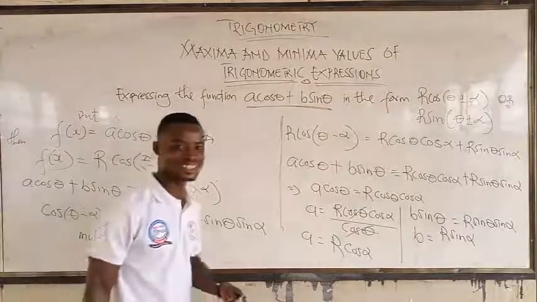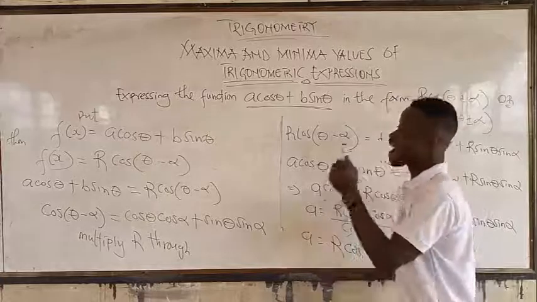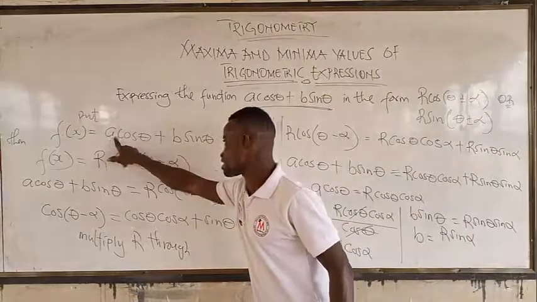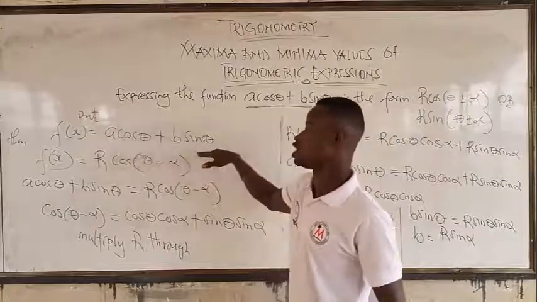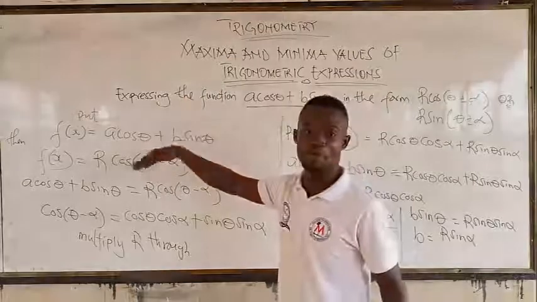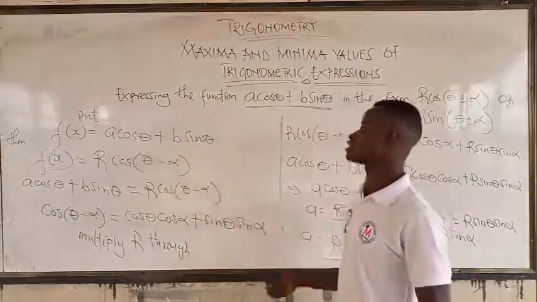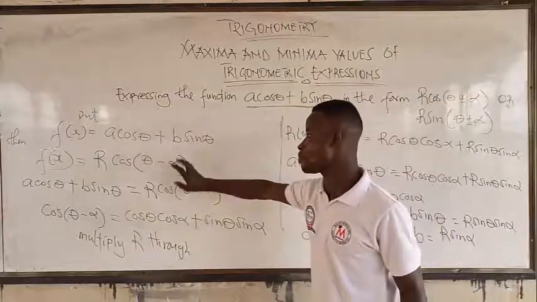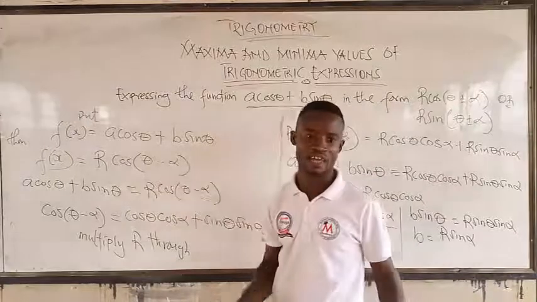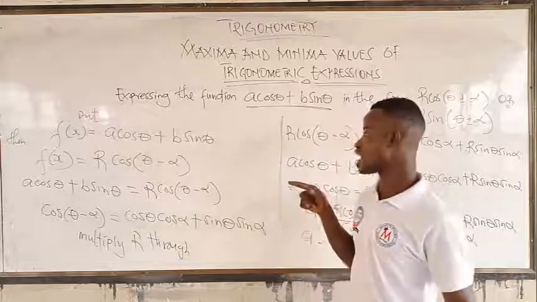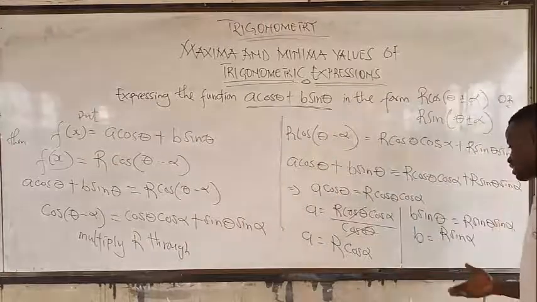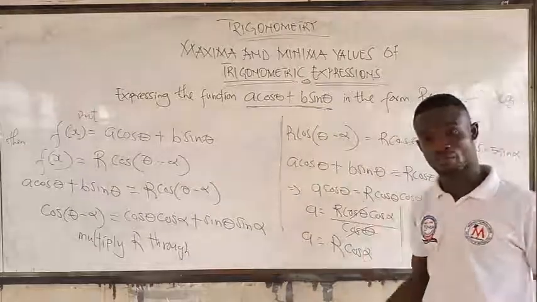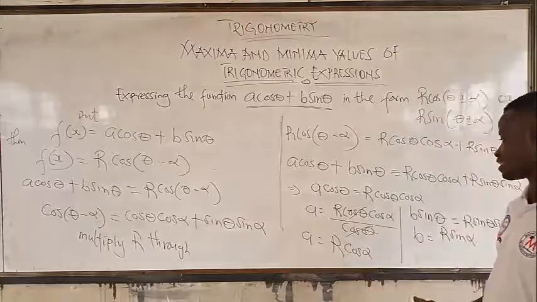The A and the B will be given in the question, as I said. The whole function will be given to you in the question. So the A will be known and the B will be known. But for us to express this in this form, the R and the alpha are quantities that we are to look for, and that is what we are looking for now. The A and the B will be coming from the question. In fact, when we are solving questions, you get to understand it properly.